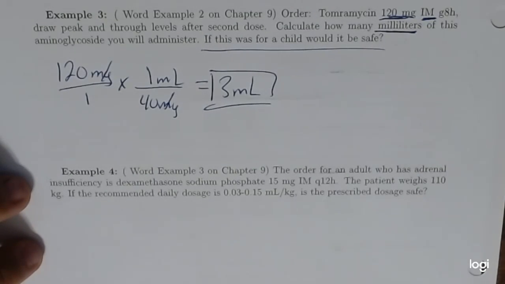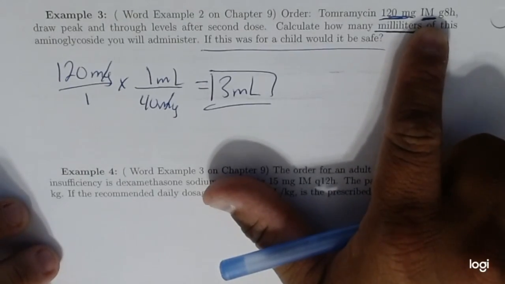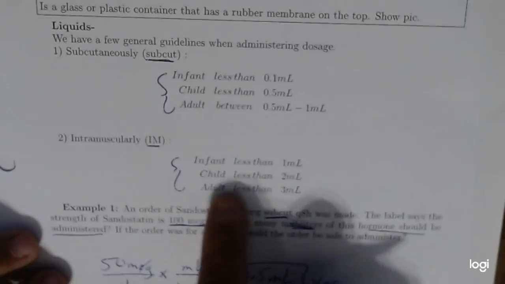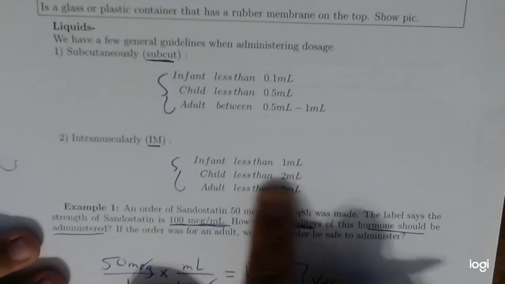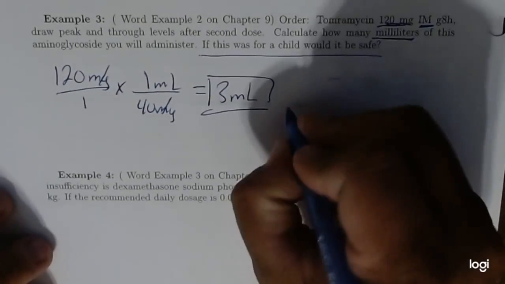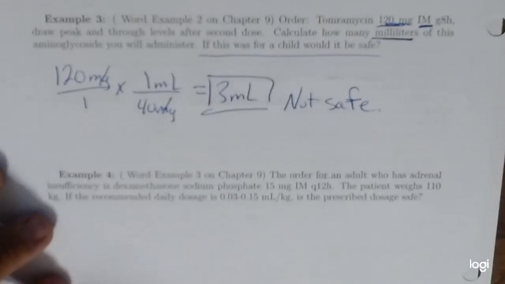Okay, so there's two things we need when it comes to safety, right? First thing is it is IM, so it's intramuscular, and it's child, so we go back over here. According to our intramuscular, here's our child. Anything less than 2 milliliters, it's safe. Anything less than, so therefore, since our answer is 3, it is not safe, right? Because it's not less than 2. So it's not safe.